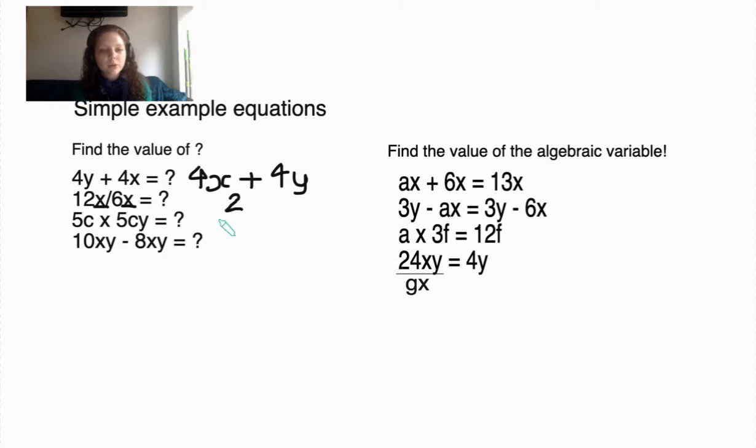Multiplication example, you've got 5c times 5cy. You've got 5 times 5, which is 25. And you've got 2 c's in your equation there as well. So that's going to be c to the power of 2 y. So you don't have any other y variables in that equation. And the last one here, which is a simple subtraction, 10 minus 8, left with 2.